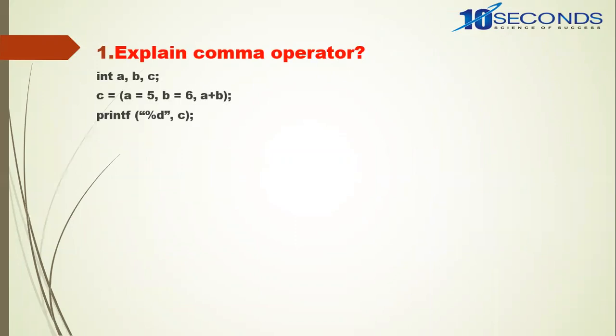The comma operator is evaluated from left to right, and the result of the rightmost expression is assigned to the left-hand side. Most of the students think that this is the comma operator. No, see here, actually we have used the comma operator. So in this particular program, memory will be allocated to A, B, and C. Now the comma operator is evaluated from left to right. So A equal to 5. So 5 will go to A.